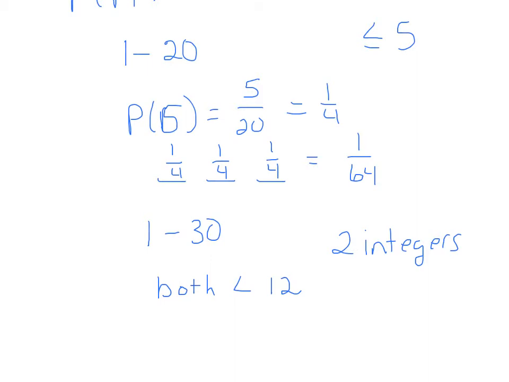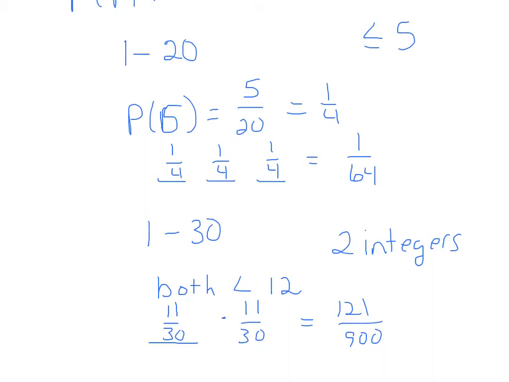I said 1 to 30. So you've got 11 over 30 times 11 over 30. Okay, the probability that the first one is less than 12 is 11 over 30, and the probability that the next one is less than 12 is 11 over 30. So you've got 121 over 900, and I don't think that'll reduce. Does that make more sense as far as the independent events? Because the first event had no bearing on what happens the second time.